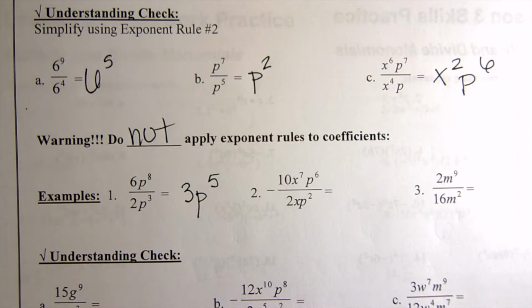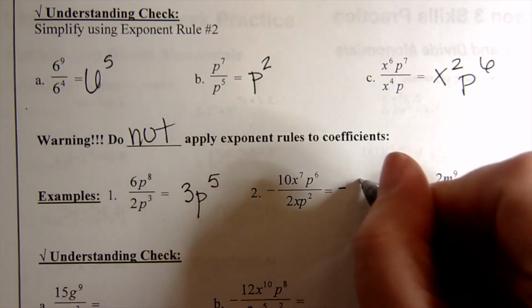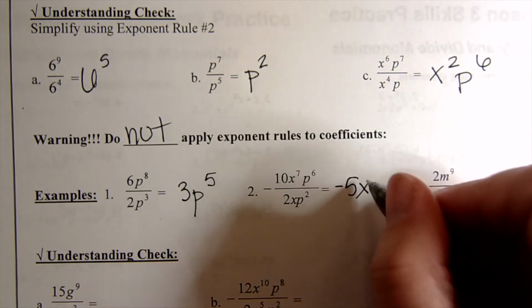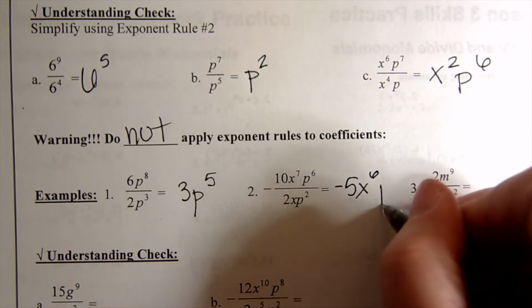Number 2, reduce it. What's negative 10 over 2? Negative 5. X to what power? 6. And P? 4. To the 4th.